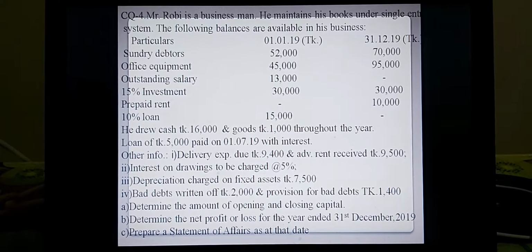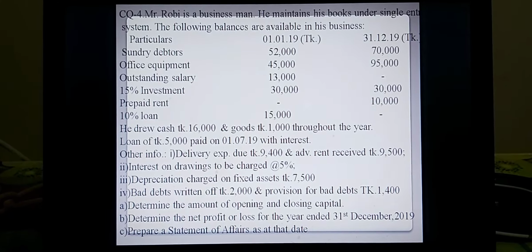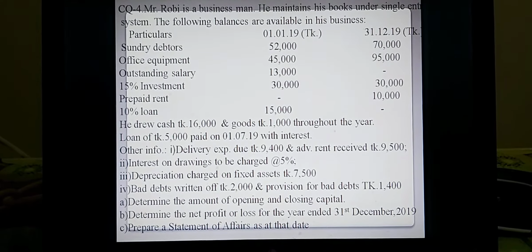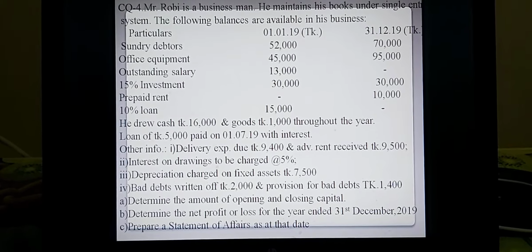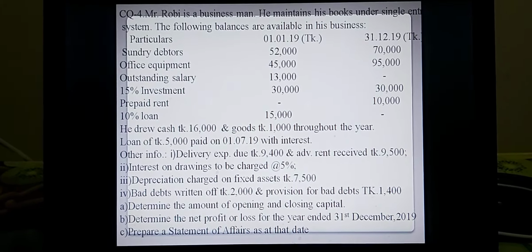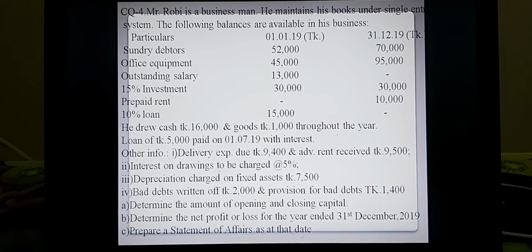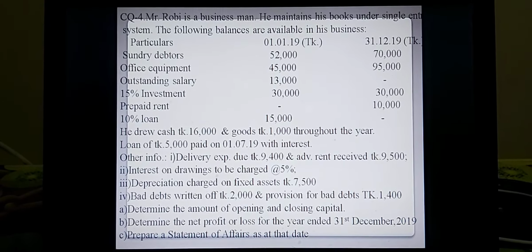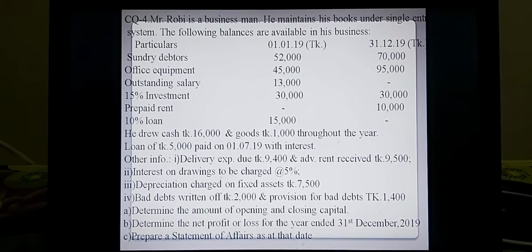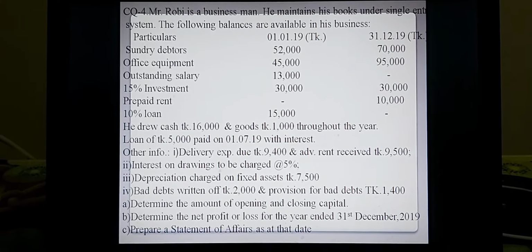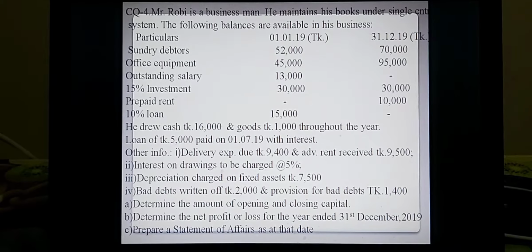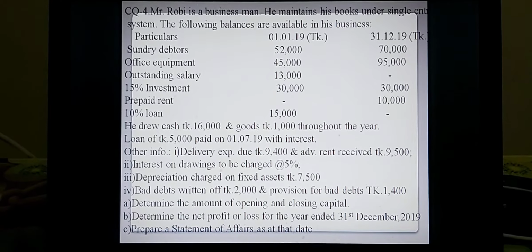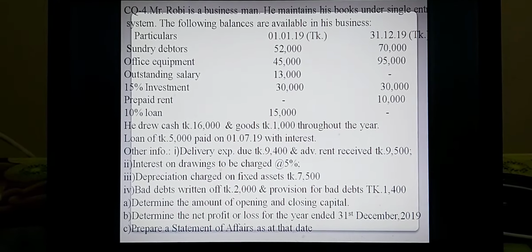He drew cash taka 16,000 and goods taka 1,000 throughout the year. Loan of taka 5,000 paid on 1/7/19 with interest. Other information: delivery expense is due taka 9,400 and advance rent receipt taka 9,500. Interest on drawings to be charged at the rate of 5%. Depreciation charged on fixed asset taka 7,500. Bad debt written off taka 2,000 and provision for bad debt taka 1,400.